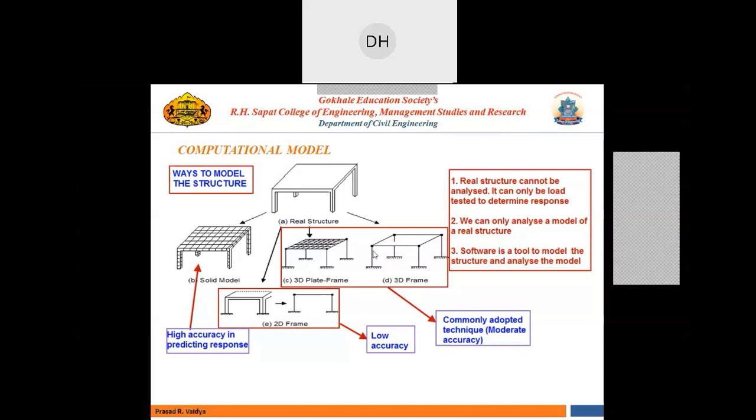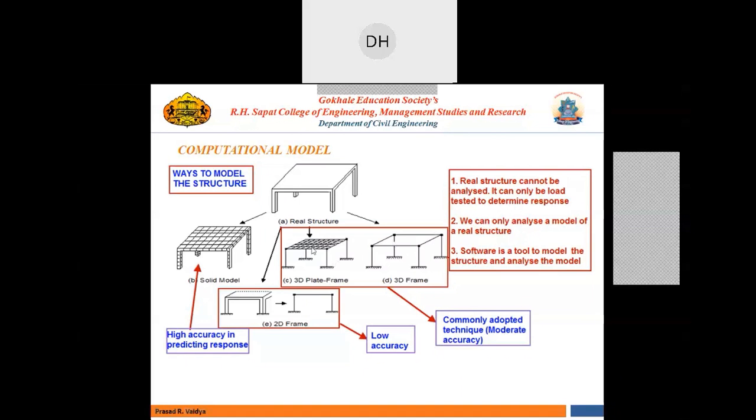Okay, so STAAD.Pro will go with the bare frame type model, where you actually do not model the plate, but you model whatever loads are coming on the plate, like dead load, live load, all loads applied on the floors. So this is a bare type, but the stiffness is not captured.